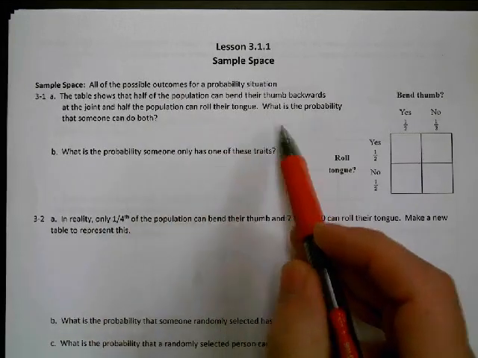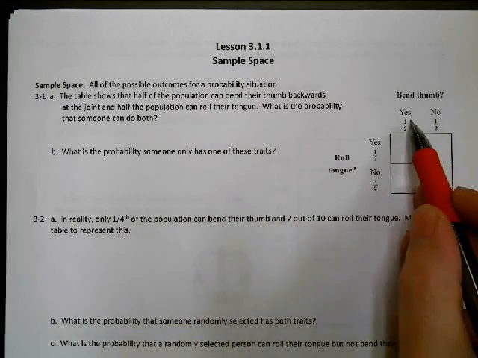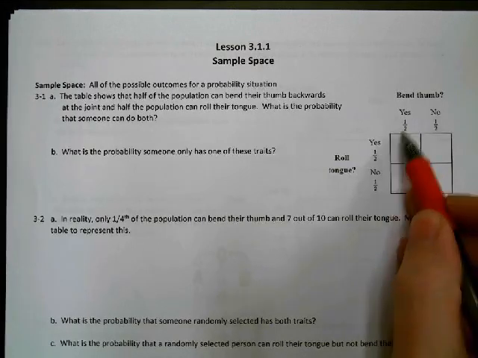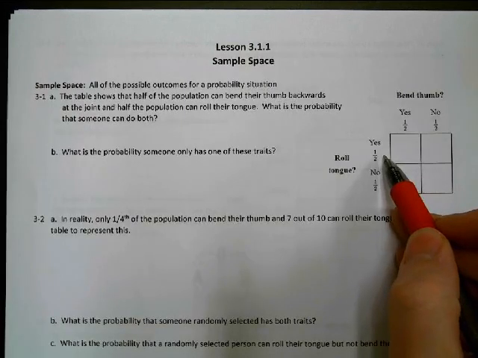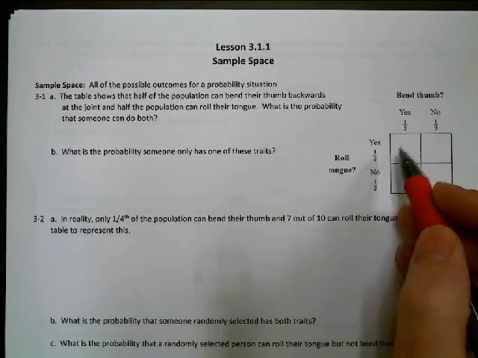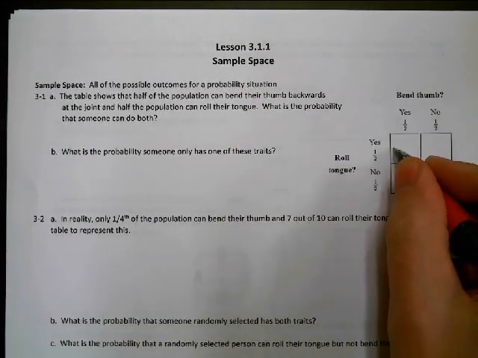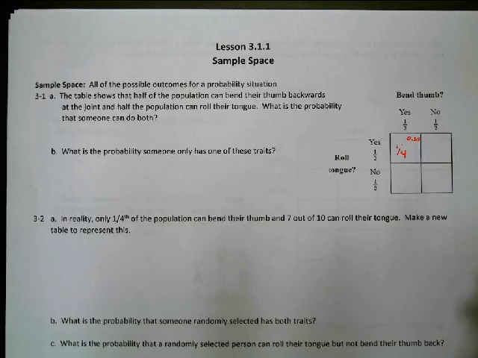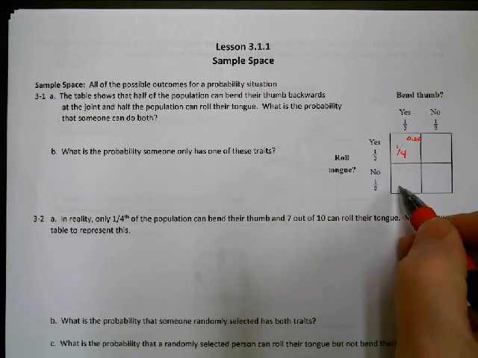We're going to fill in the table and find out what the probability is that someone can do both. If we're looking at the people that can bend their thumb, half of them can. So if we want to find somebody that can bend their thumb and roll their tongue, these two things have to happen at the same time. So I've got a 1/2 possibility and a 1/2 possibility. Since they're happening at the same time, we multiply these two probabilities together. 1/2 times 1/2 is 1/4, or 0.25 or 25%.